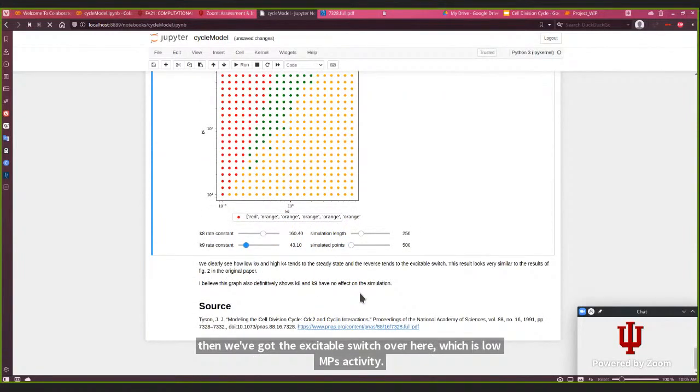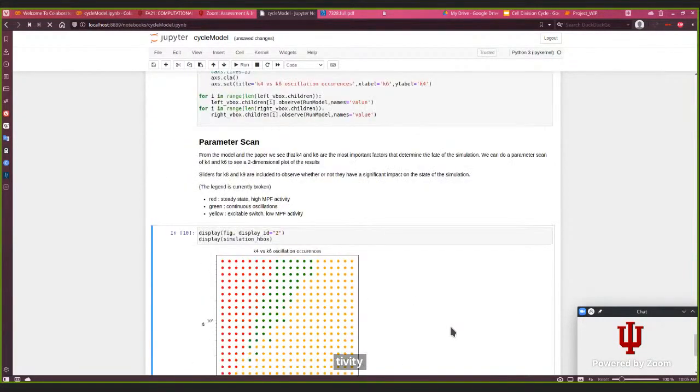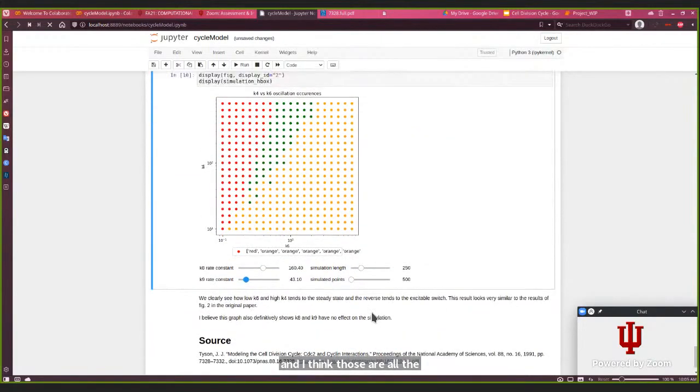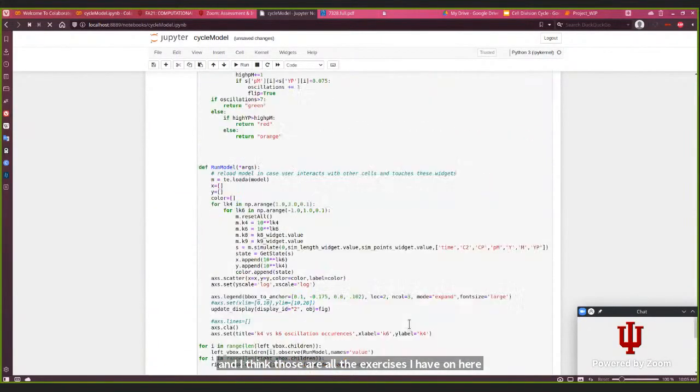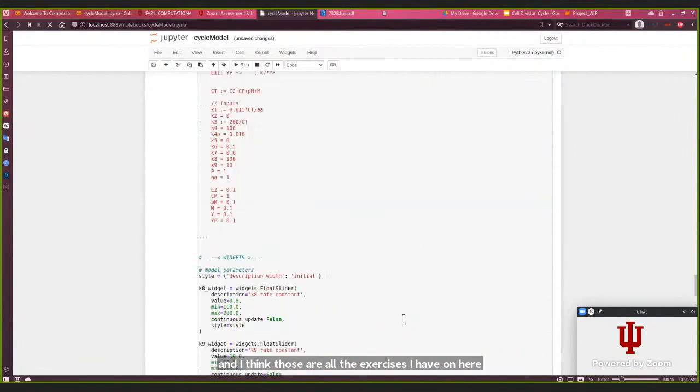And I think those are all the exercises I have on here that look at different parts of the model, but that's what I've got.